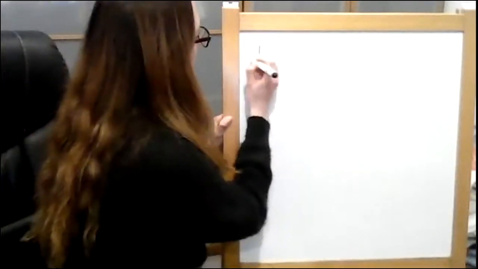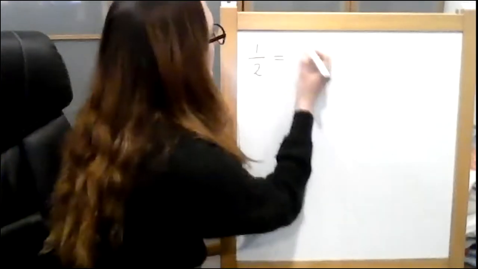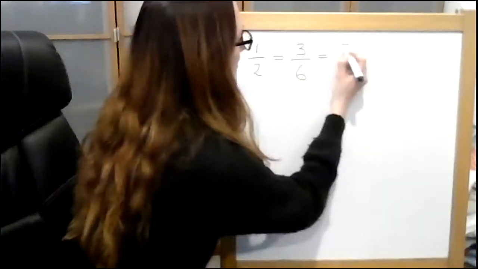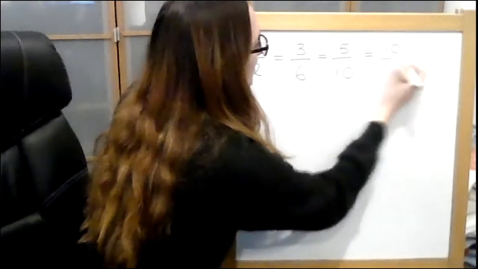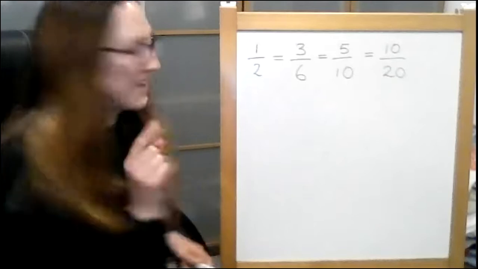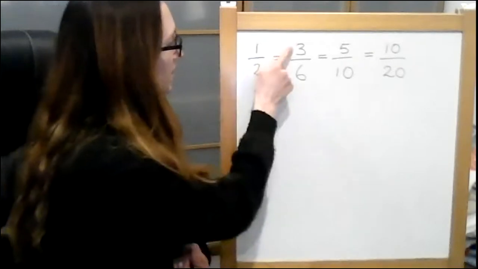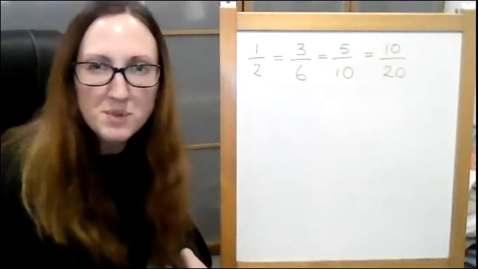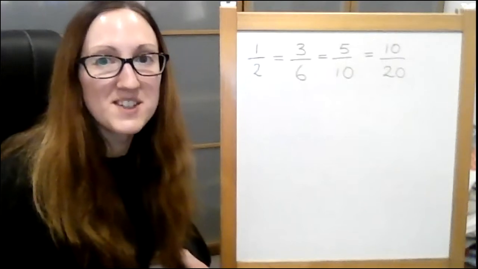So we know that 1/2 is equivalent to 3/6, is equivalent to 5/10, is equivalent to 10/20. So I wonder if you notice something now, another pattern between the numerator and the denominator. We've got 1 out of 2, 3 out of 6, 5 out of 10, and 10 out of 20. Can you spot a pattern there? What's the same about those fractions? Well done if you've got it.